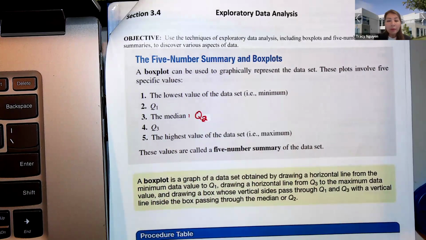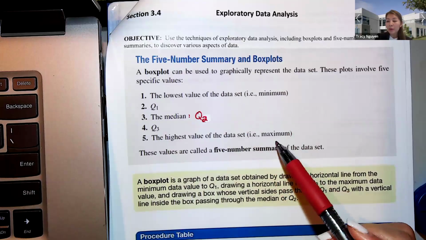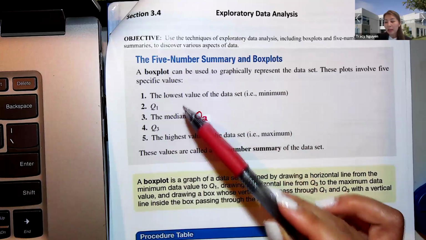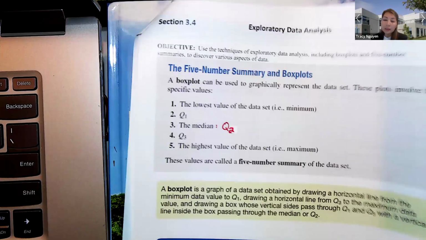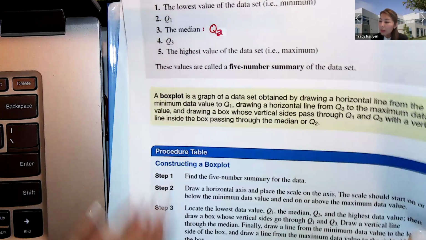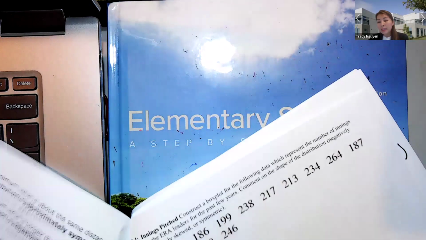Now, from our previous lesson, we know how to find the 3 quartiles already. Then we just look at our arranged data to find the minimum value and the maximum value, and put it together with the 3 quartiles, which gives us the 5-number summary to draw a box plot. Here it explains how to draw the box plot in detail, but I'm going to show you how you actually do that in terms of an example.